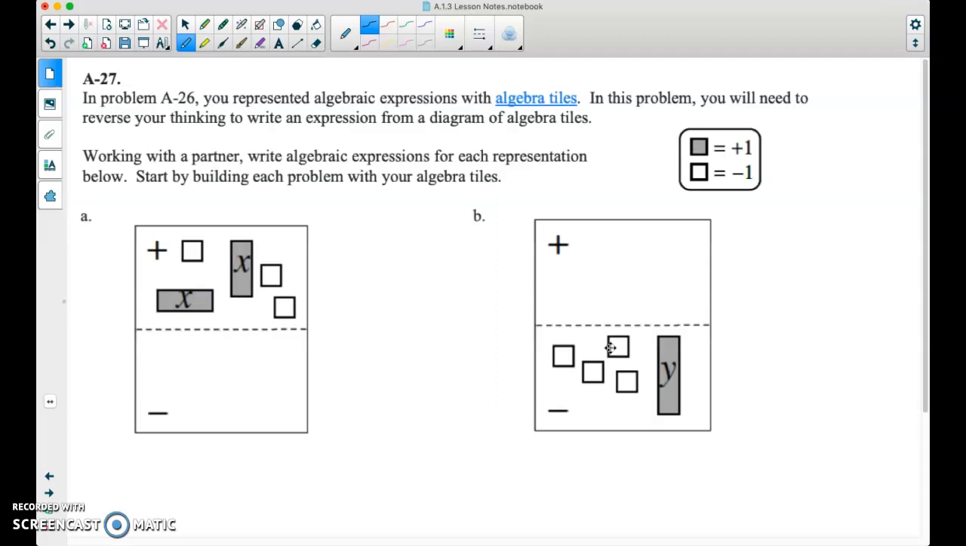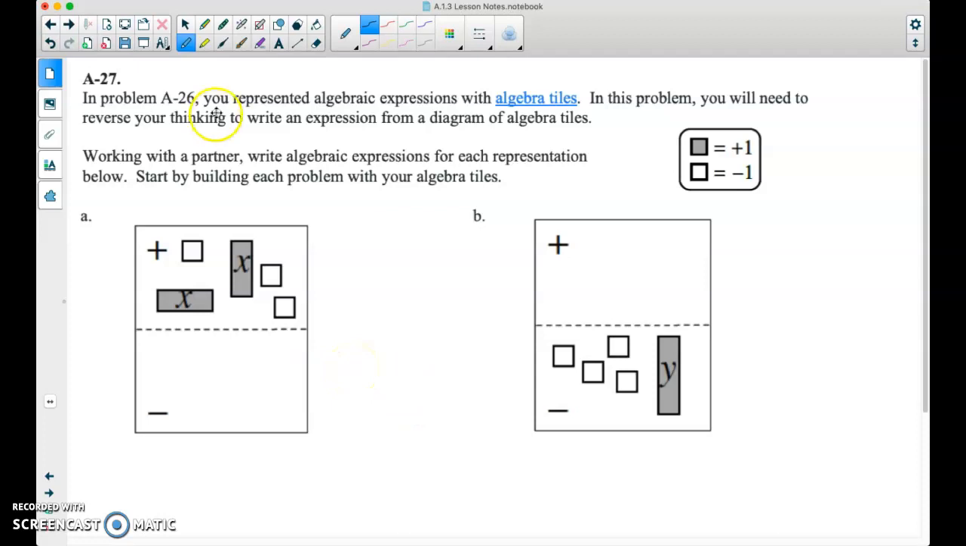27, we want to work the other way. So if we are given algebra tiles on an expression mat, how can we write an expression that represents these different situations? So we're going to do a couple of these together, and I'll leave a couple for you to do as well. So first thing, let's start with our variables.